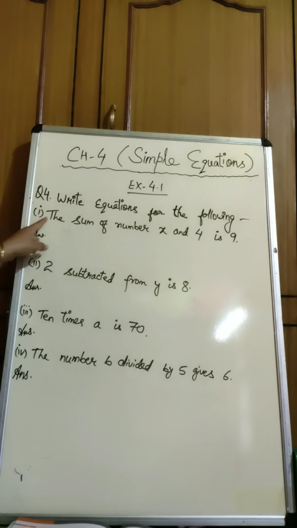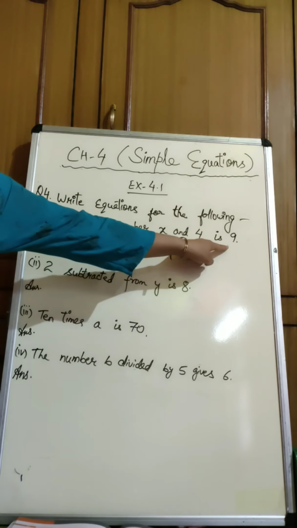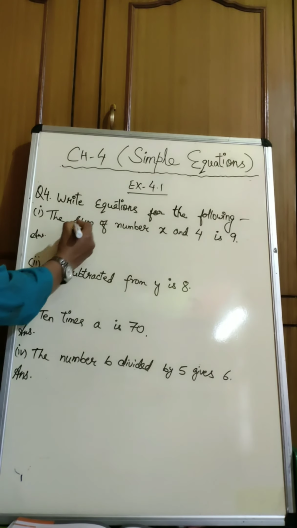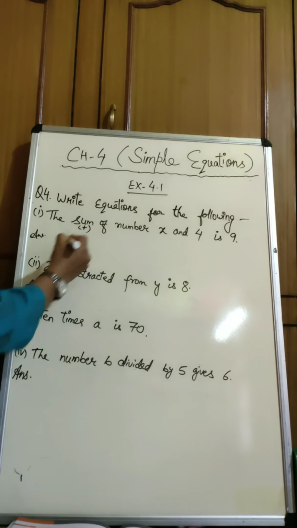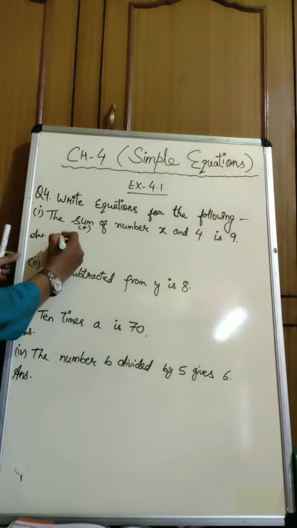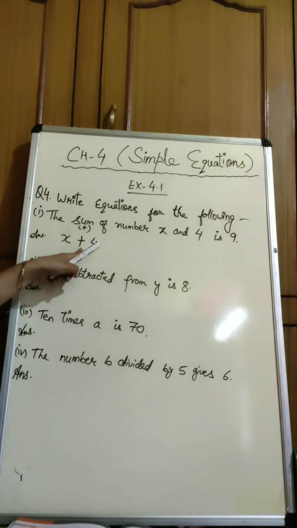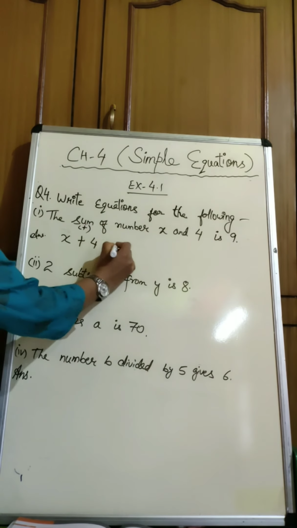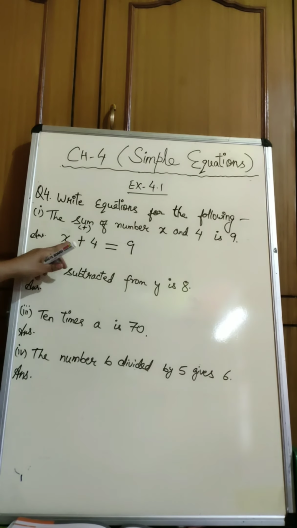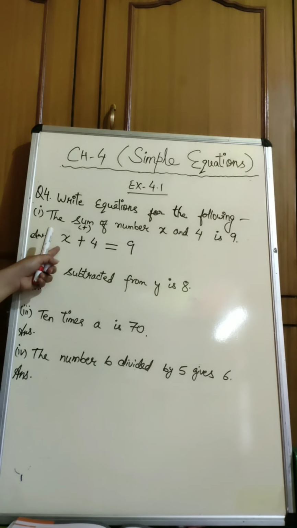So the first part is: the sum of number x and 4 is 9. What is the meaning of sum? Sum means plus. So the sum of x and 4. How will we write it? x and 4, their sum means plus, is means equal to 9. So the sum of x and 4 is 9. This way we will write it in equation form.